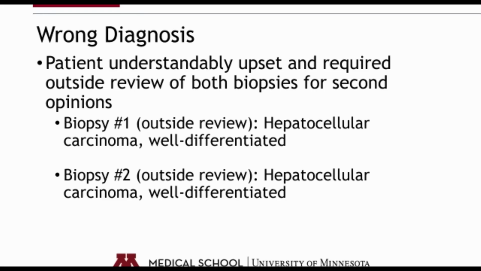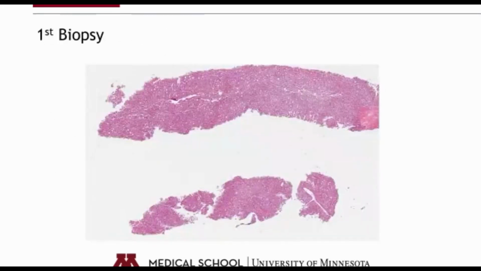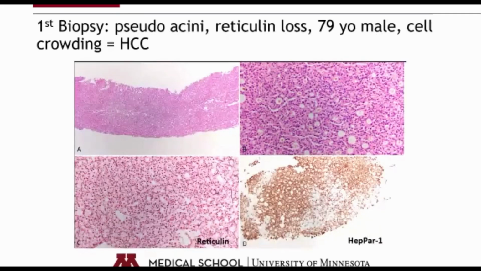And so the first biopsy was reread outside as hepatocellular carcinoma, well differentiated, and of course the diagnosis of hepatocellular carcinoma was also upheld in the second biopsy. So this is the lesion, and of course you can see it looks very well differentiated, no doubt. But for those who probably don't look at a lot of liver, there are some hints here that make this not likely to be a benign lesion.